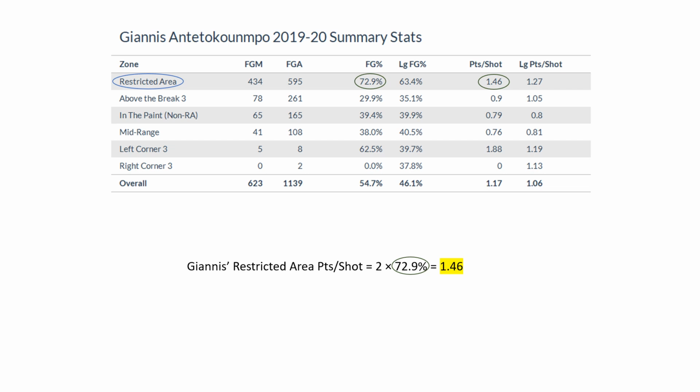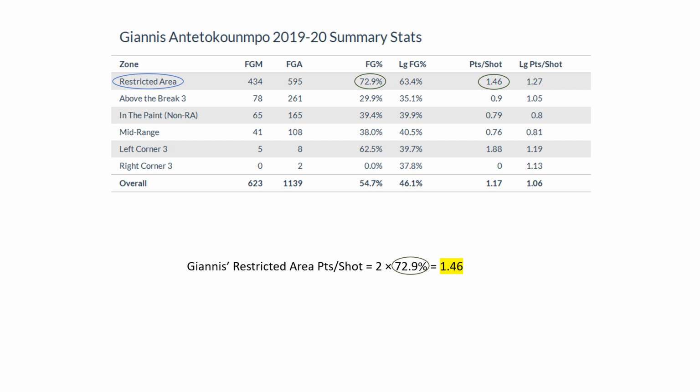And an interesting stat calculated from these numbers is points per shot. As you can maybe tell from the name, this tells you the expected points scored per each shot attempt, and the calculation for this is very simple. All you do is take the number of points that could be scored from the shot attempt and multiply the player's field goal percentage in that area of the floor.